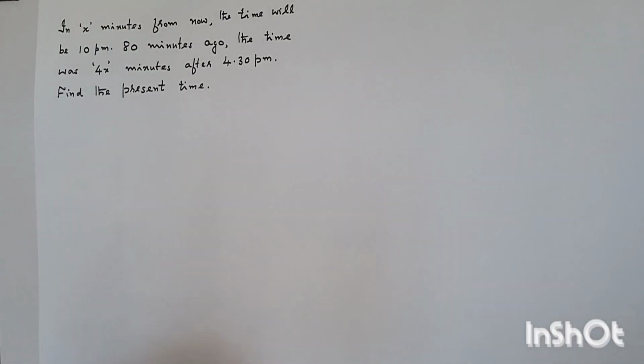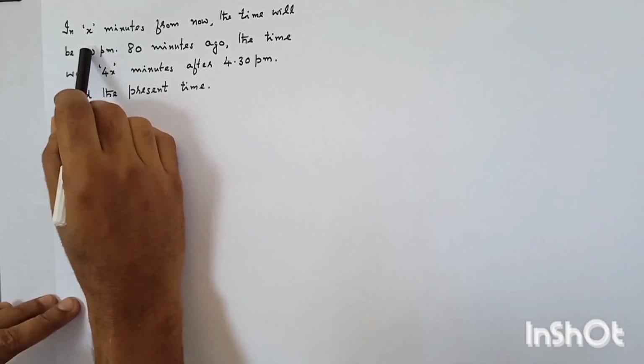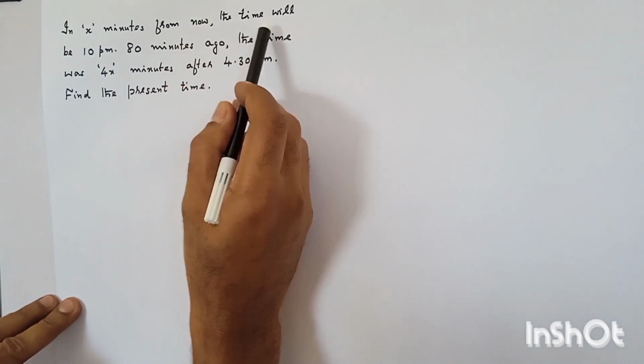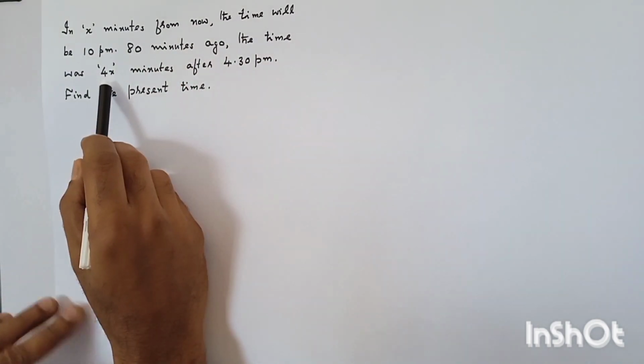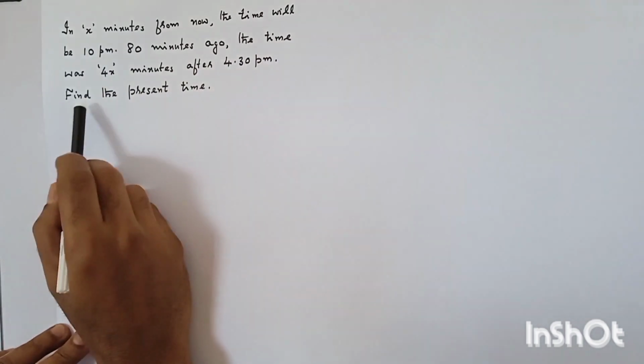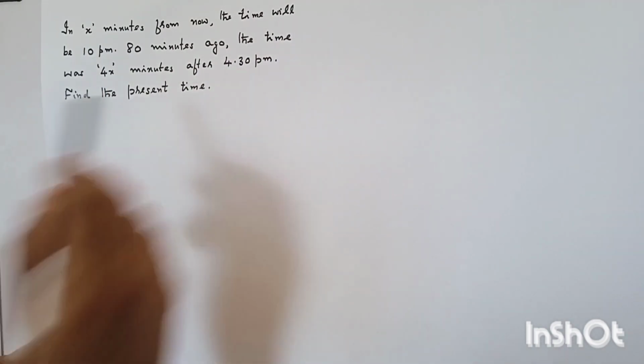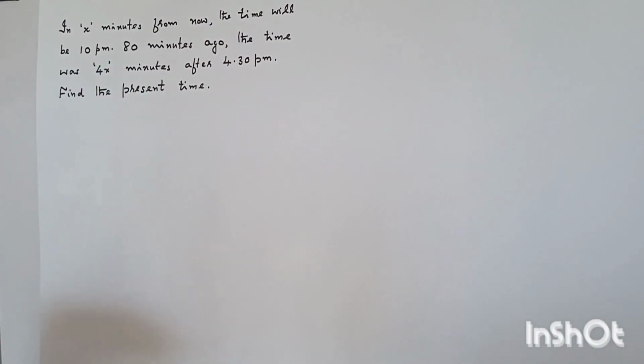In today's video, I'm going to solve a problem from simple equations. The question is, in X minutes from now, the time will be 10 p.m. 80 minutes ago, the time was 4x minutes after 4:30 p.m. Find the present time.